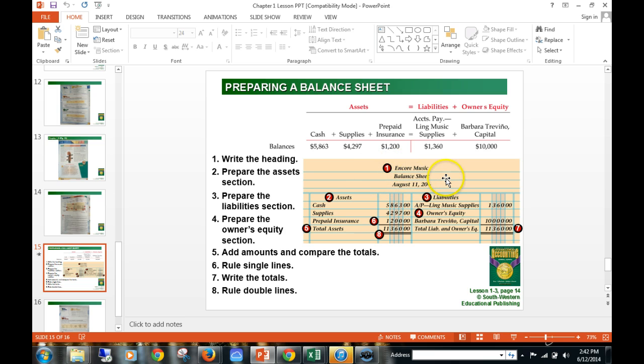But we want everyone to know that this is the balance sheet. And again, balance means that this balances to this. Assets balance to liabilities and owner's equity. So we're looking at the balance sheet, and this is how much we have and how much we're worth as a business.